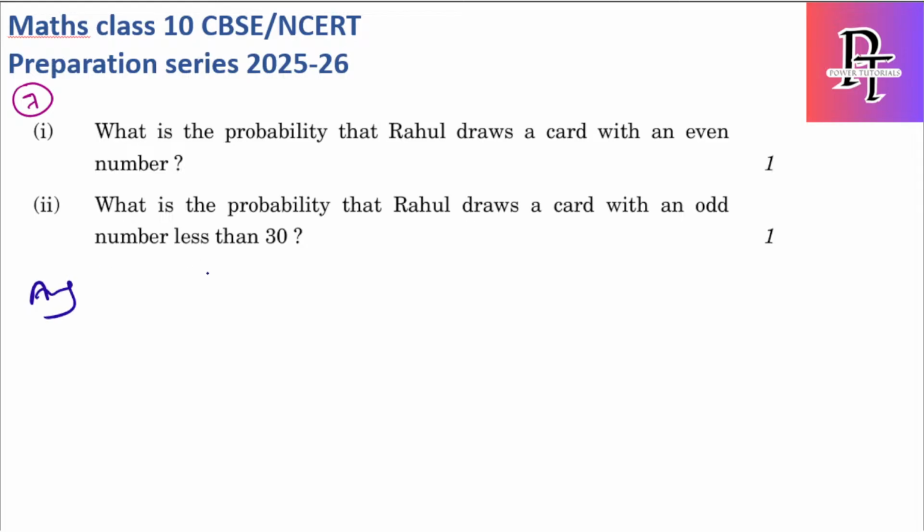So let's see the first question. What is the probability that Rahul draws a card with an even number? The numbers we have are 10 to 74. So the probability of getting a card with an even number.